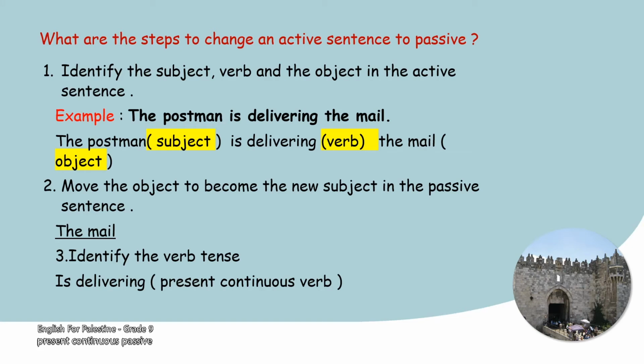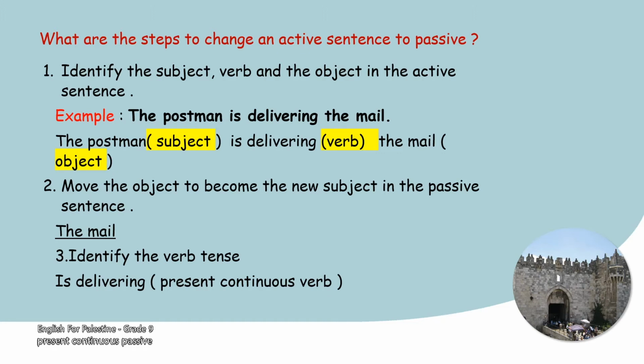Where's the subject? The subject is the postman. Where's the verb? Is delivering. And the mail is the object. Step number two. I have to move the object in the active sentence to be the subject in the passive sentence. Where's the object in our sentence? It's the mail. So I will write the mail at the beginning of the sentence.